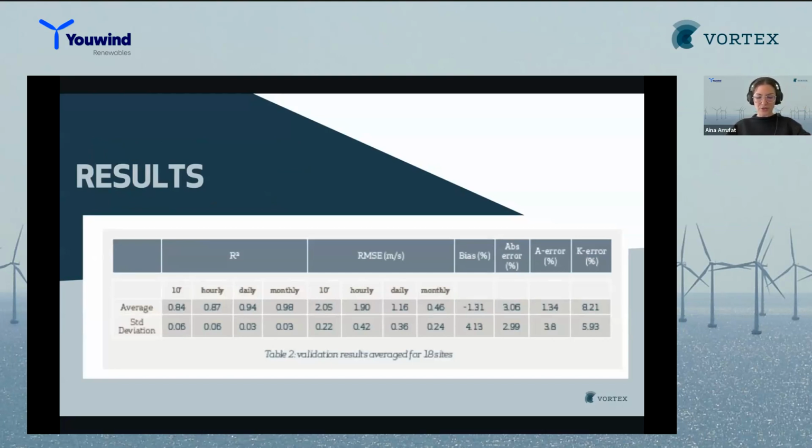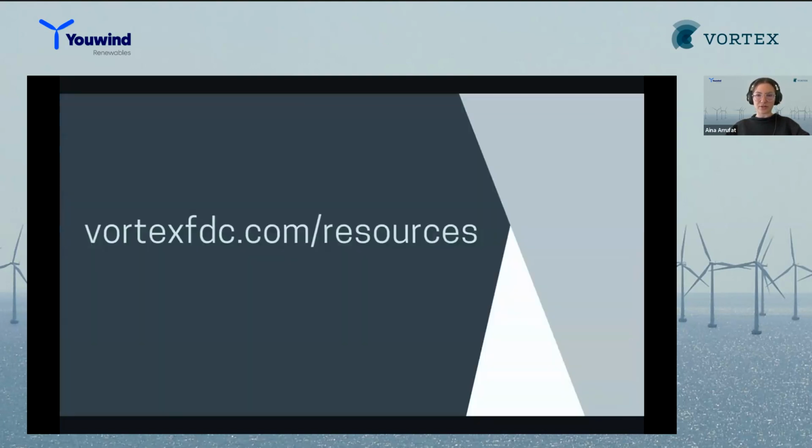Wind speed shows a mean absolute error of 3.06% with a slightly negative bias of minus 1.31%. And the mean correlation of all sites for 10-minute series is 0.84, which is indicative of a very high concordance between the real-world measurements and model results. You can check more technical documents and validations in our resources on our website.